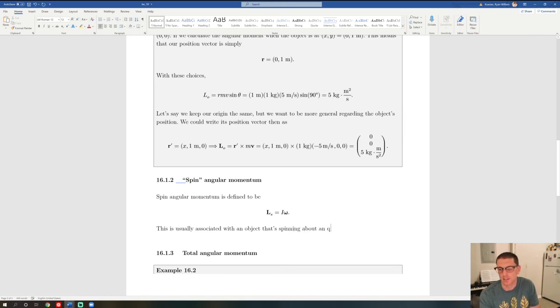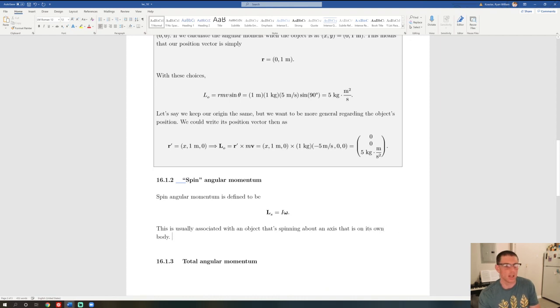Okay, now let me just say this is usually associated with an object that's spinning about an axis that is on its own body. And so let's think about the Earth again. The Earth obviously travels around the sun, but it also spins on its own axis. And so we can say, as an example, consider the Earth spinning about its own axis. And this is indeed the reason why we have day and night, because the Earth spins on its own axis.